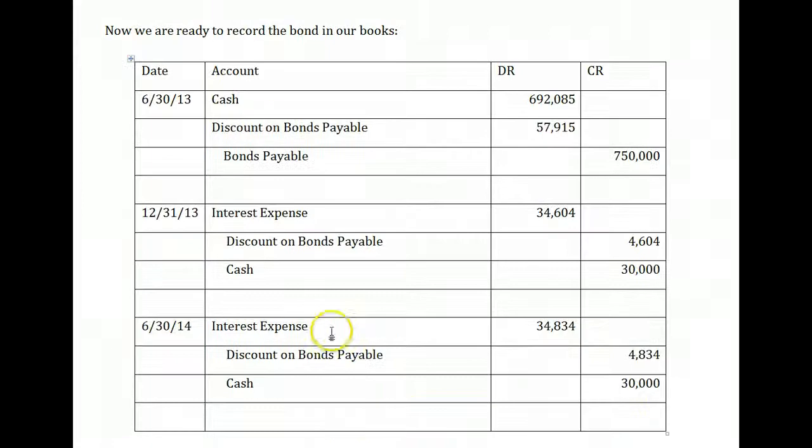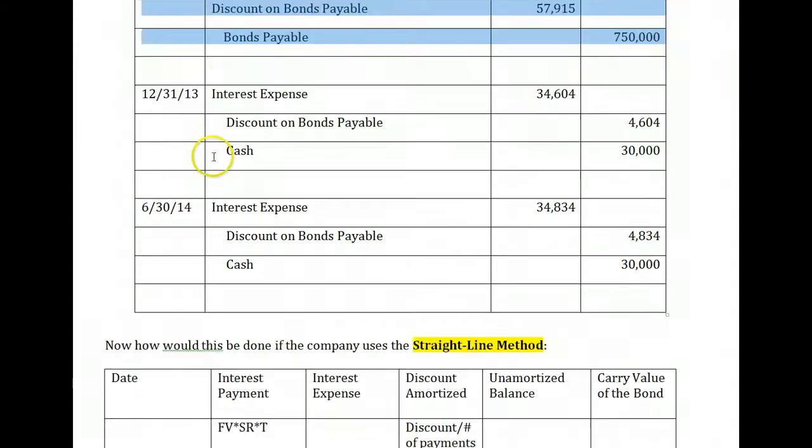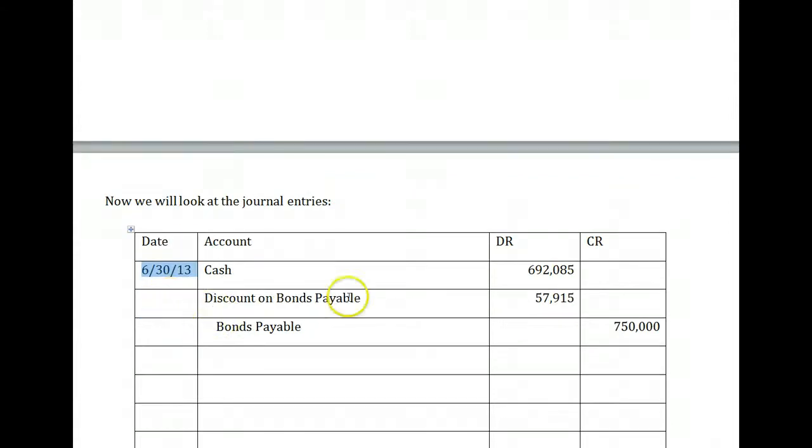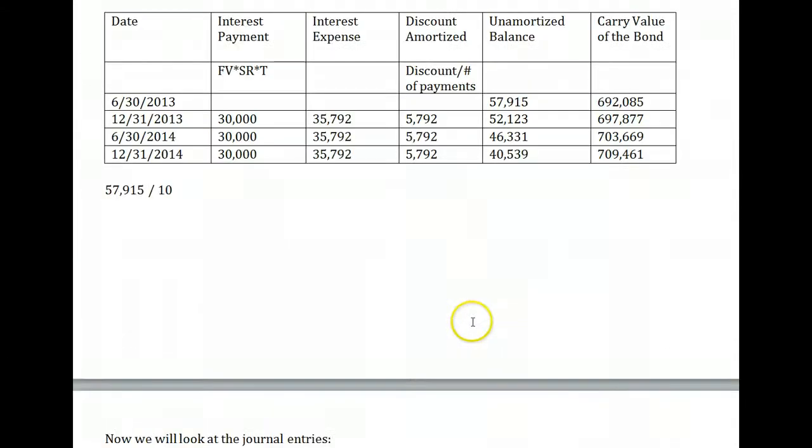Now, how are our entries different? Well, on issuance, it does not matter. So this June 30th entry would be exactly the same. You still issued it at 692,085. You still carry the bonds payable at 750,000, giving you a discount of 57,915.